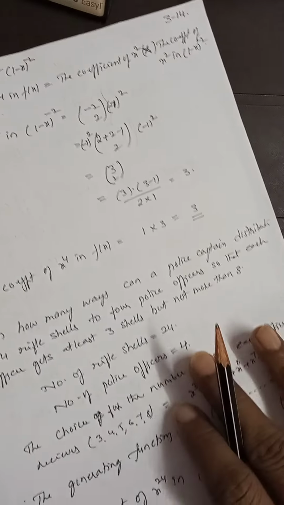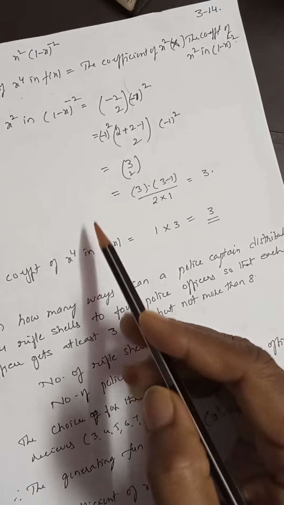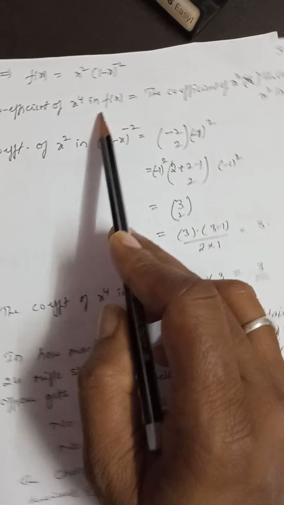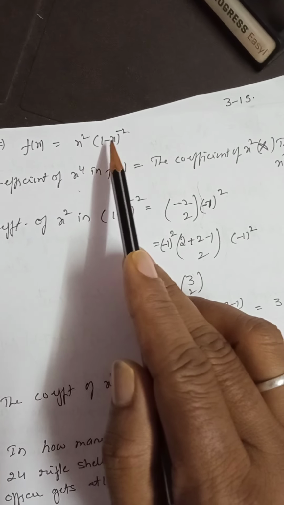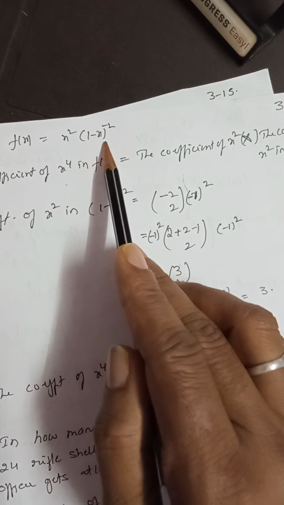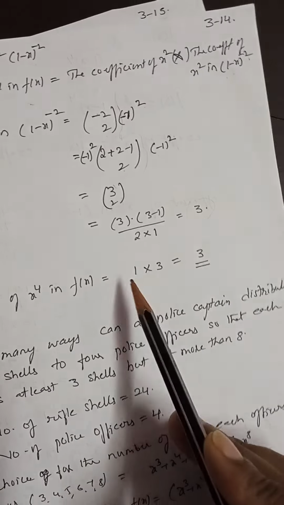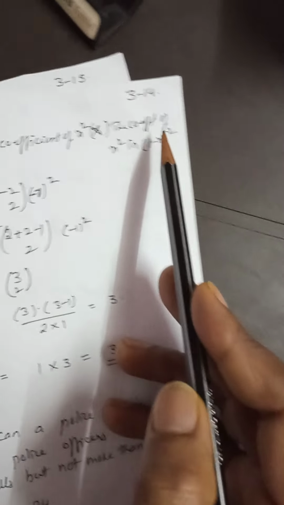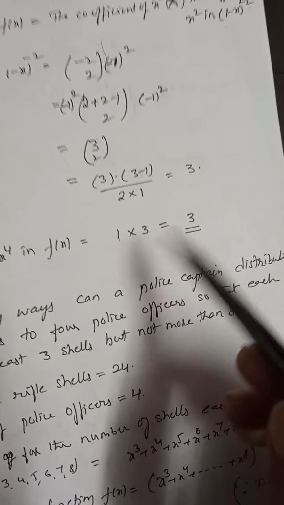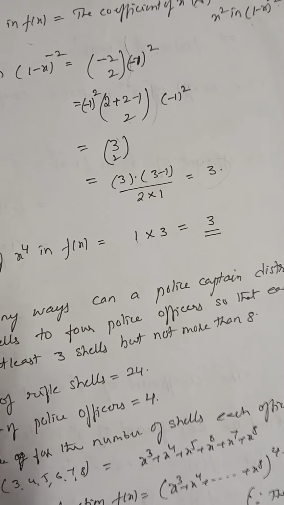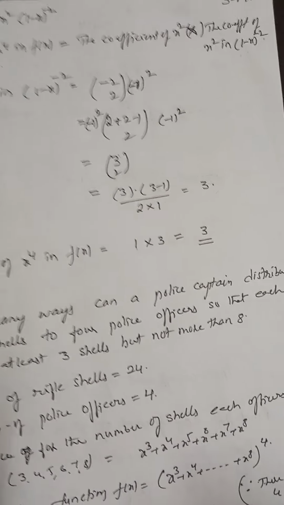Now we have to find the coefficient of x power 4 in f of x. The coefficient of x power 4 in f of x is nothing but the coefficient of x square into the coefficient of x square in this expansion. Now the coefficient of x square is 1 here into the coefficient of x square in this expansion is 3. 1 into 3 is 3. Therefore the coefficient of x to the power of 4 in f of x is equal to 3.